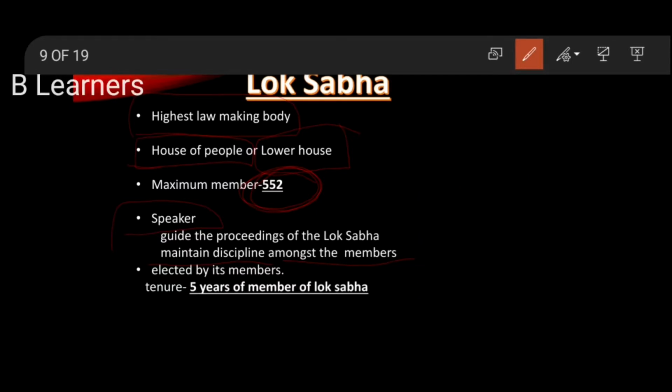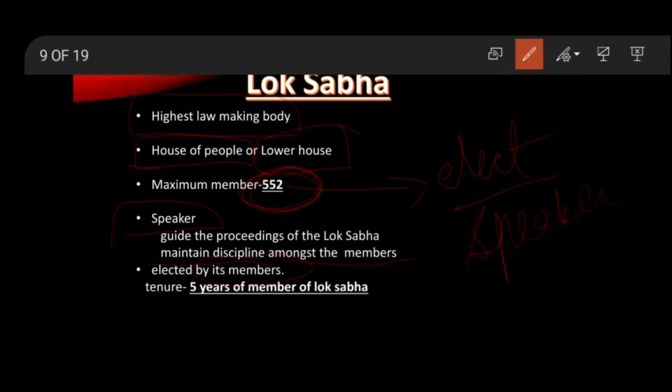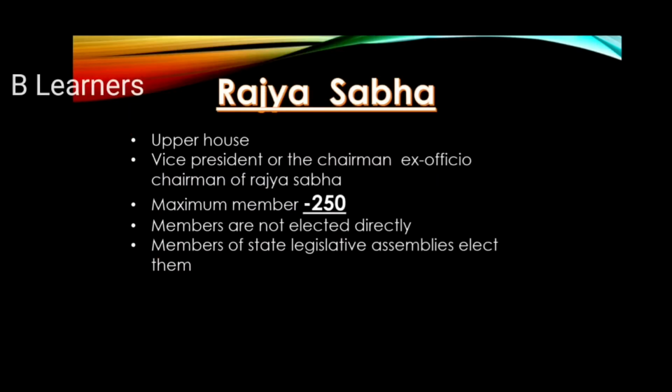The Speaker is elected by its members, which means these 552 members only elect the Speaker. Now the question is, for how many years do these 552 members exist? The normal tenure, or the period, of a member of Lok Sabha is 5 years. So for a period of 5 years they are elected as members.